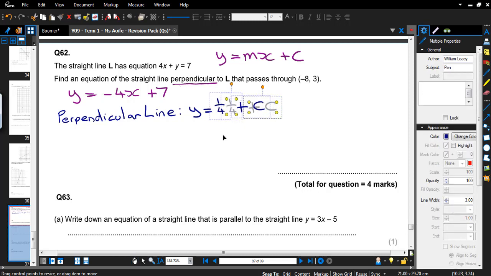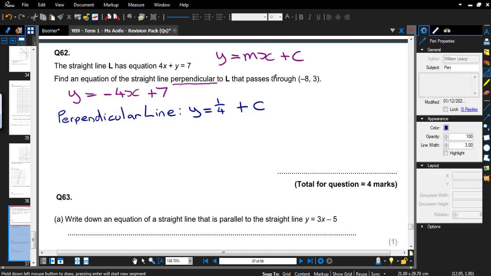So y is 1/4. I should put x there, really. It should be there. 1/4 x plus c. Okay. So instead of m, we just have 1/4. Turn that upside down. Change the sign.